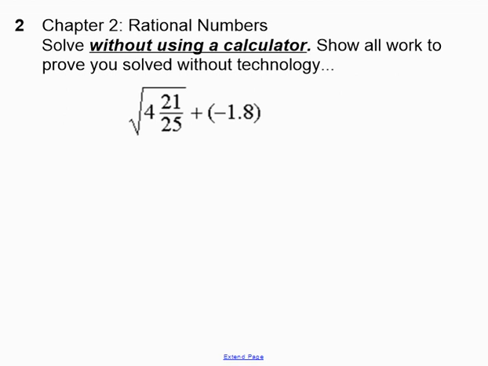The second question comes from Chapter 2 on rational numbers. And by the way, if I go too fast, make sure you press pause, because sometimes my explanations are pretty quick and you need to press pause to copy things down. So solve without using a calculator, show all your work.